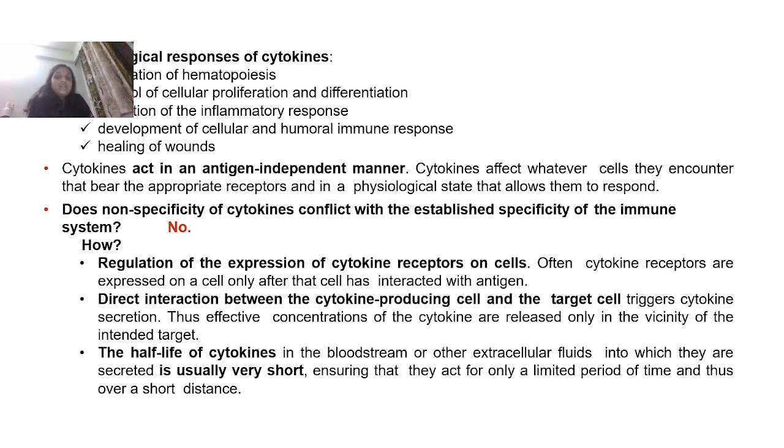So these are the three different ways: by regulating the expression of the cytokine receptor, by direct interaction between the target cell and the cytokine producing cell, and by maintaining the short half life. These cytokines will act specifically, unlike the non-specific behavior of hormones. So by these three ways, the cytokine behavior is regulated.